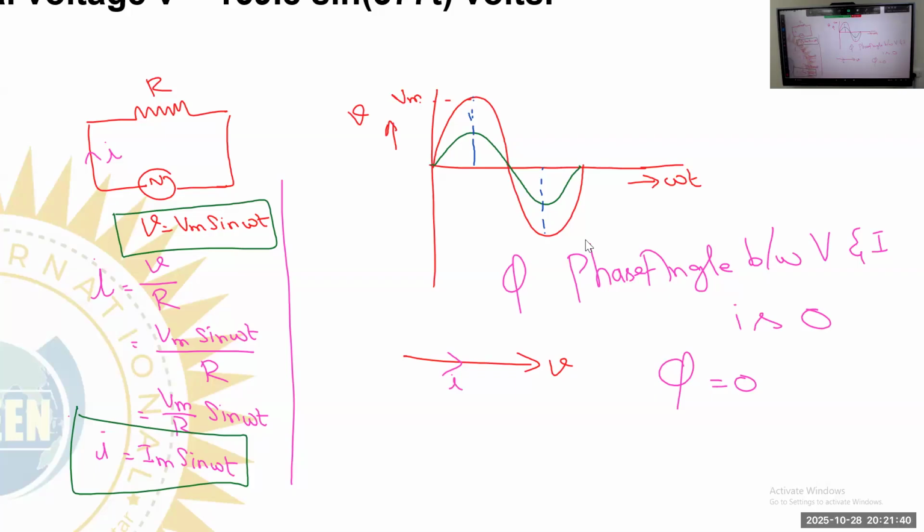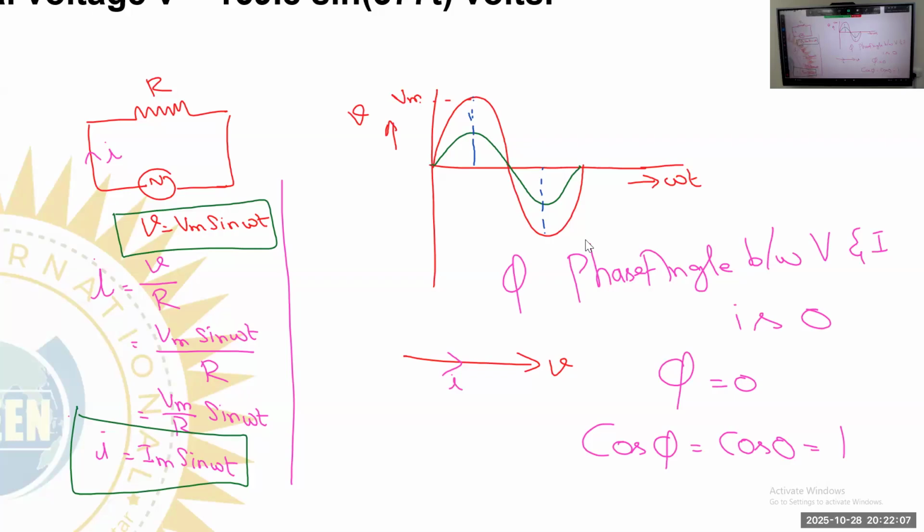Then another important thing, power factor. What is the definition of the power factor? Power factor is the cosine of the angle between voltage and current, which is cos phi. So cos phi is equal to cos 0, and cos 0 is equal to 1. So that's why for the pure resistance, the power factor is 1.